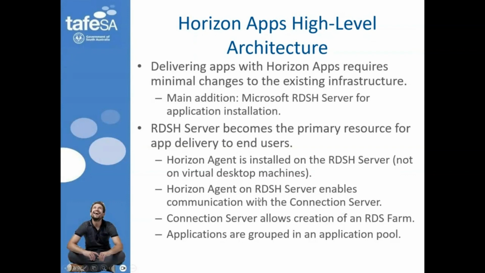So the Horizon agent on the remote desktop service host server enables communication with the connection server. The connection server allows for the creation of what's called a remote desktop service farm. Obviously, as the name suggests, in a real life environment, instead of having one RDSH server, we could have many. Again, the one that we've got in our lab could represent many physical or virtualized servers.